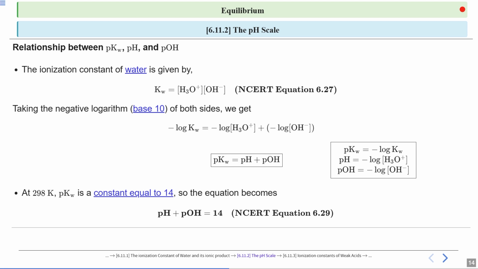So I've mentioned this part in the previous discussion. So here is where it is coming from, right? That pOH plus pH is equal to 14, and this is only true at 298 Kelvin.